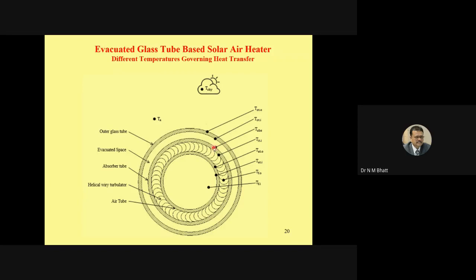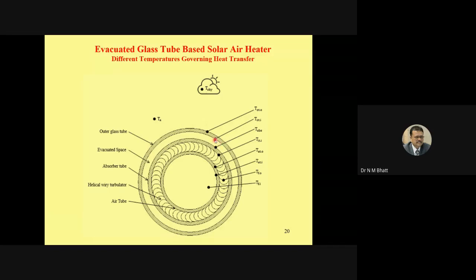So now this space is evacuated, so there would be only radiation from this particular surface. There would be radiation between the outer surface of the absorber and the inner surface of the cover tube.